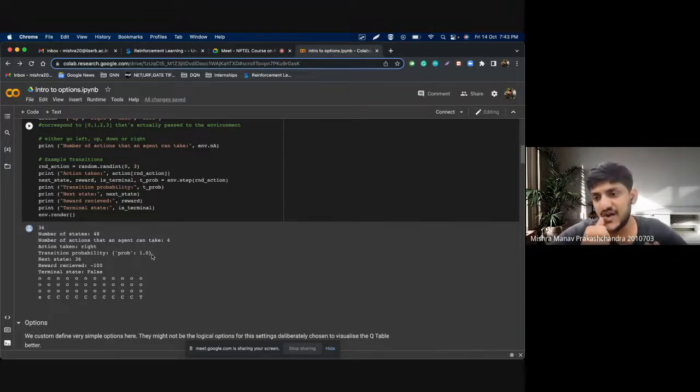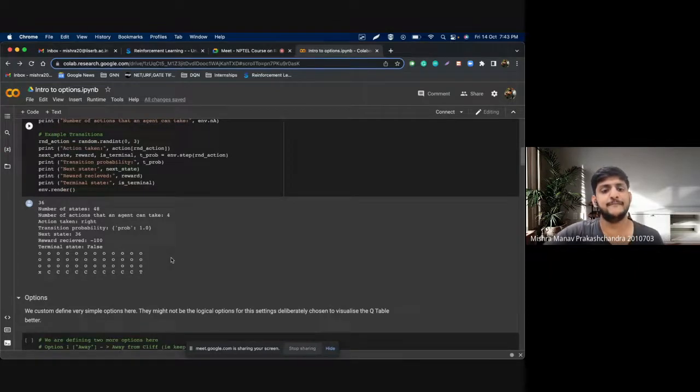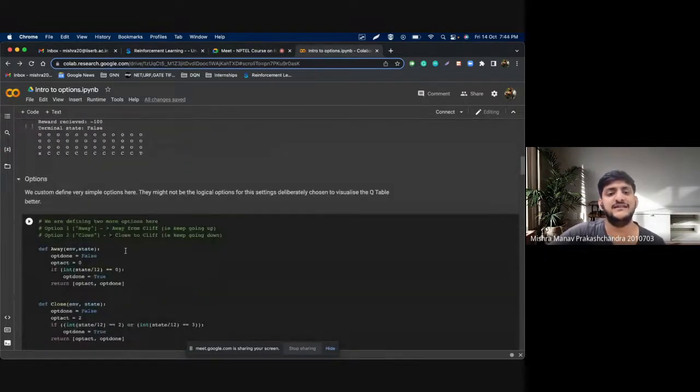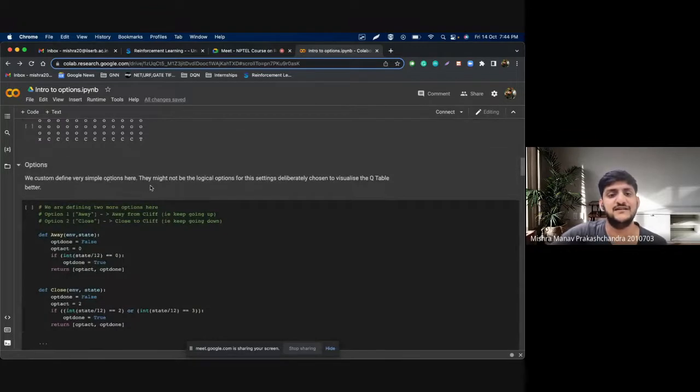So there is no stochasticity in the action that I'm taking. And because I fell into the cliff, the next state that I turn up in is again state 36, because the episode terminates and I start with a new episode. The reward I receive is minus 100, right? If I fall into the cliff, I get a reward of minus 100. Otherwise, at every other stage, I get a reward of -1 until I reach the goal. Here we custom define very simple options. They might not be the logical options for this setting.